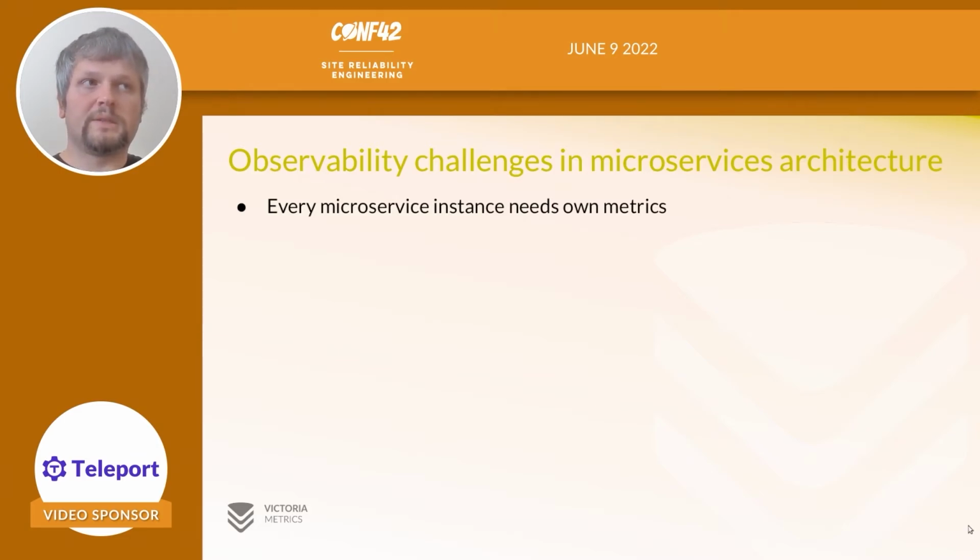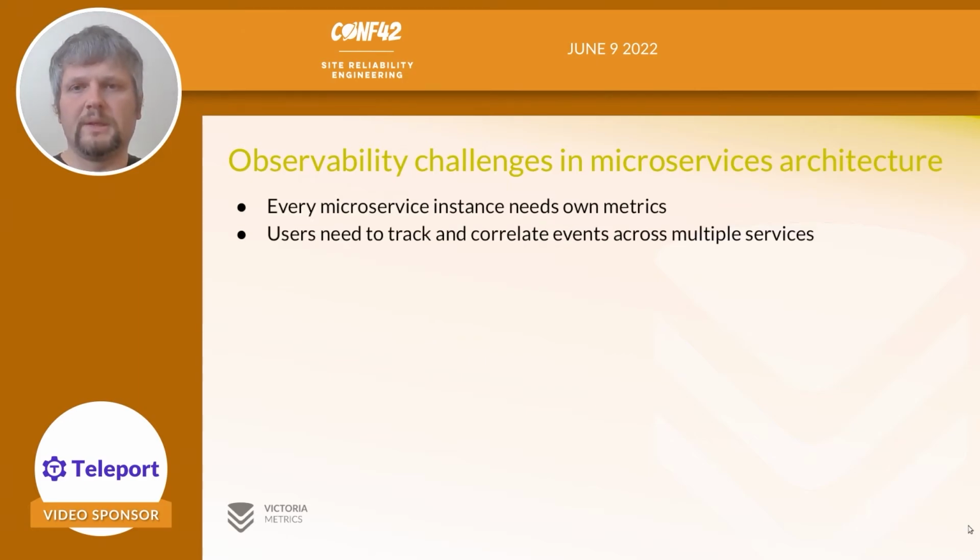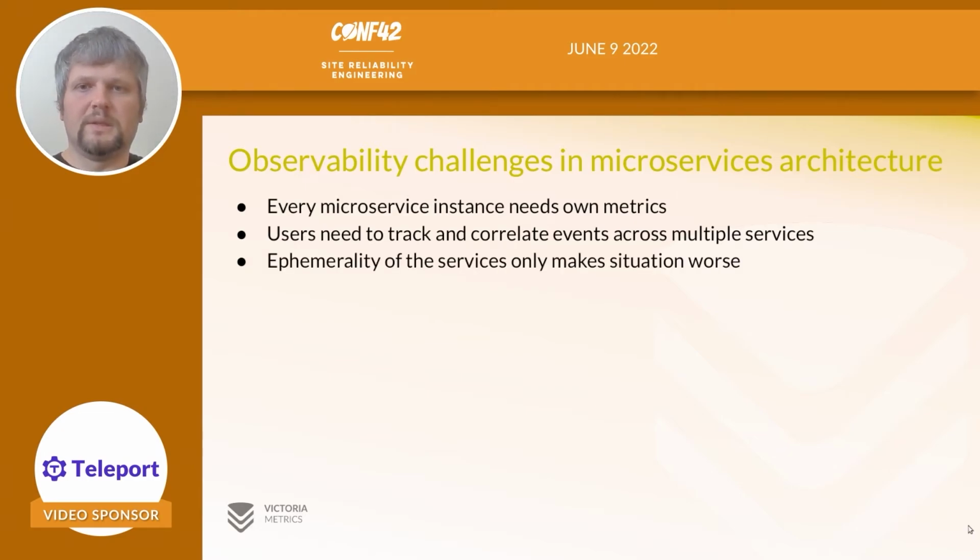And Kubernetes provokes you to use microservices architecture. And microservices architecture has some challenges. Every microservice instance needs its own metrics. The users need to track and correlate events across multiple services. Ephemerality of the services also makes the situation worse. Ephemerality means that every microservice can be started, redeployed, or stopped at any time.